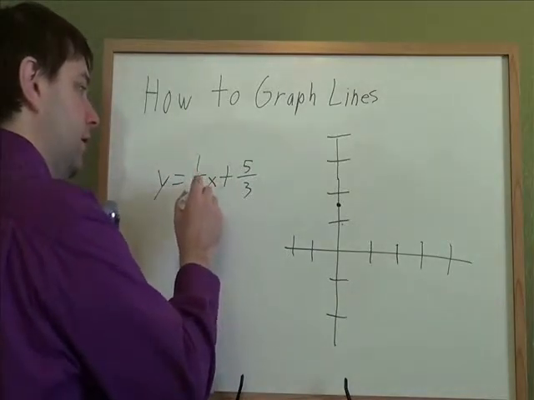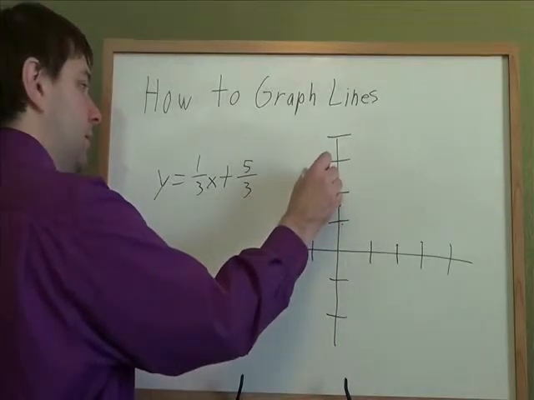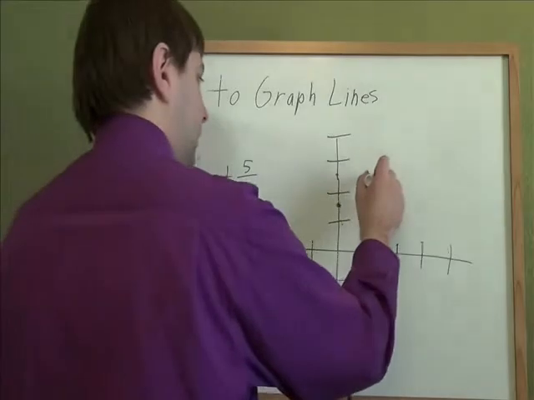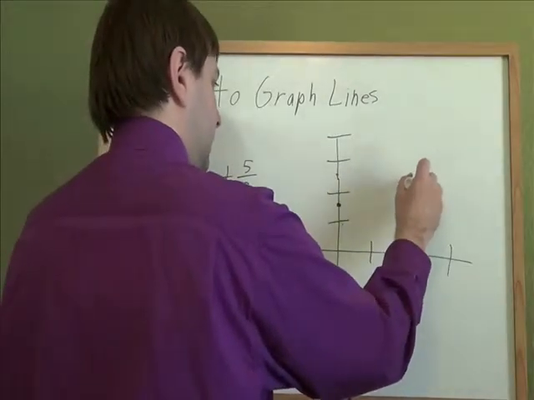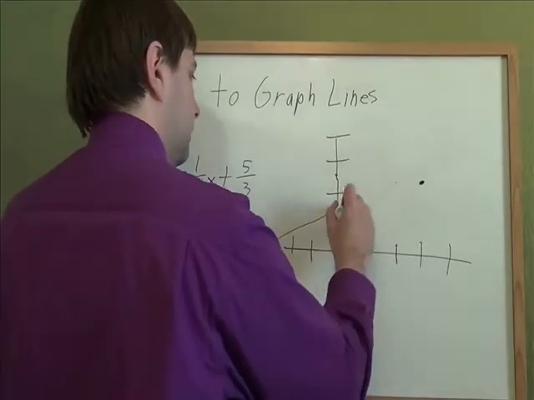And then from that point, we do the same thing as usual. We go up 1 and over 3. Now when you go up 1, if you started between tick marks, you're still going to be between tick marks when you go up 1. And you go to the right 3. And then we have a line through those points.